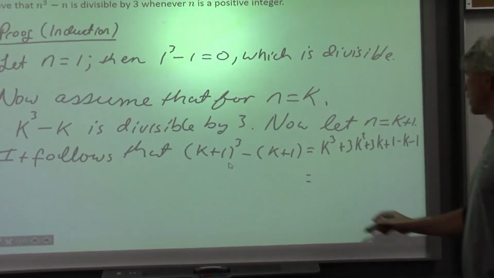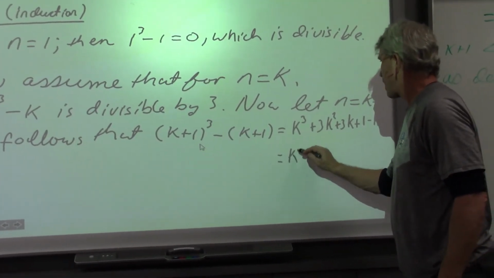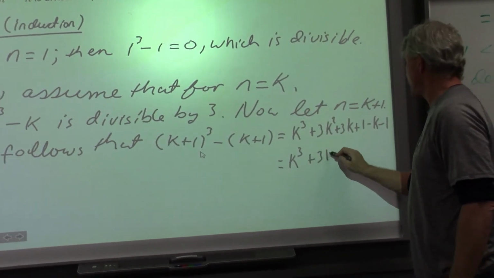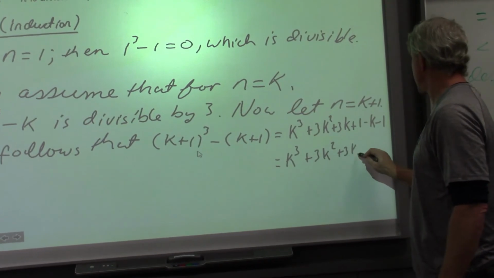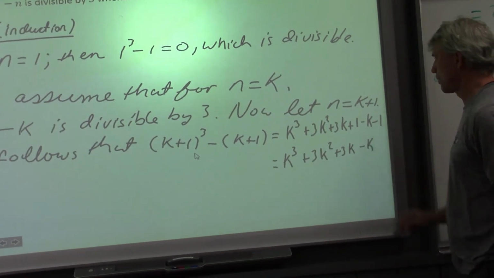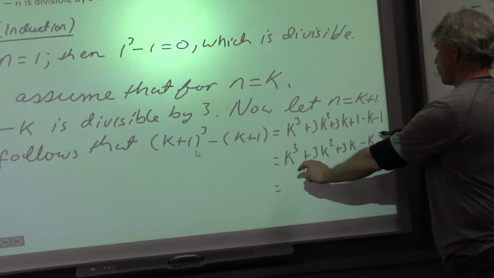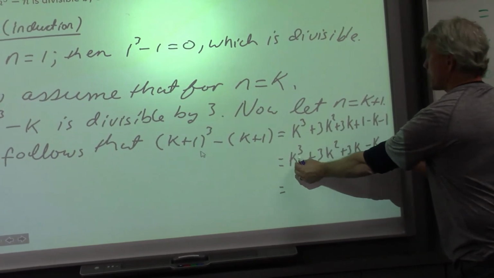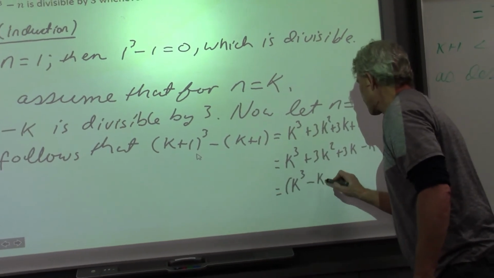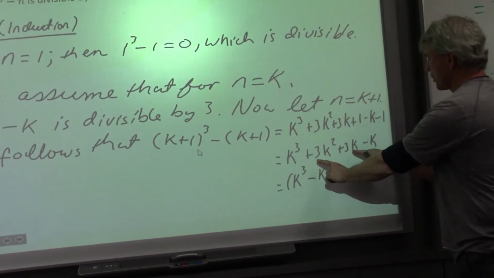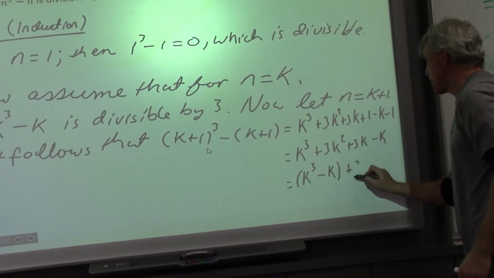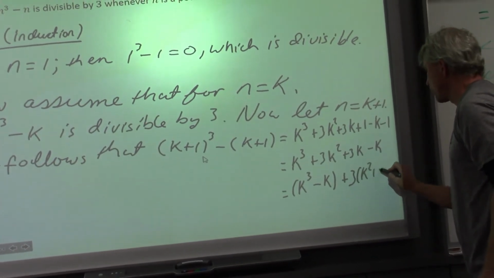Now simplify things. We get k cubed plus 3k squared plus 3k. 1 minus 1 is 0, and we're left with the minus k sitting here. Regroup things, put the k cubed minus k together. k cubed minus k plus, put the k squared and the k together and factor the common 3 off, plus 3 times k squared plus k.